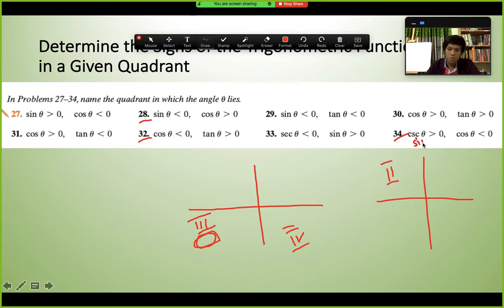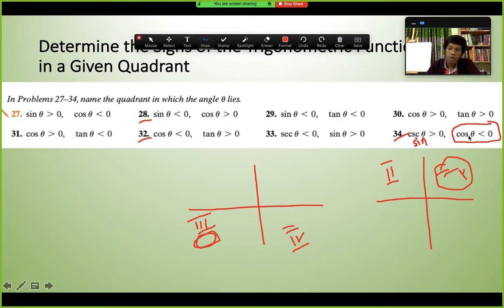Now you can say, sir, sin theta is positive not only in this quadrant, sin theta is positive here also. Yes, that is true. But you see, the next condition said cos theta has to be negative also. In this quadrant, everything is positive, so there is nothing negative in this quadrant. For this reason, we can eliminate this quadrant for this question.